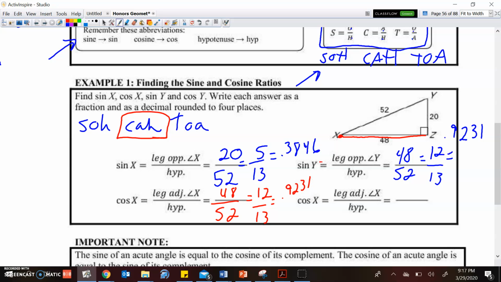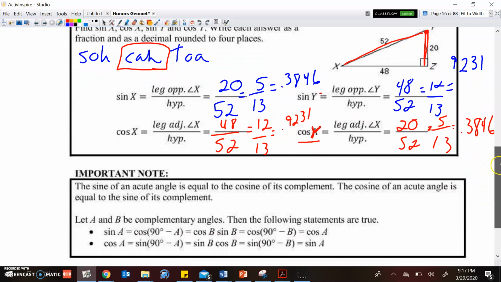All right, let's try the cosine from angle x. So from, this should say y. I was like, we just did that. That should say angle y. Okay, so the cosine from angle y. So my adjacent side is 20, and my hypotenuse is 52. That's going to simplify to give me 5 over 13. And if I go ahead and turn that into a decimal, I get the same thing we had before, obviously, which is 0.3846.